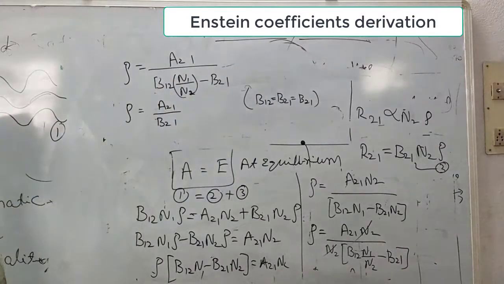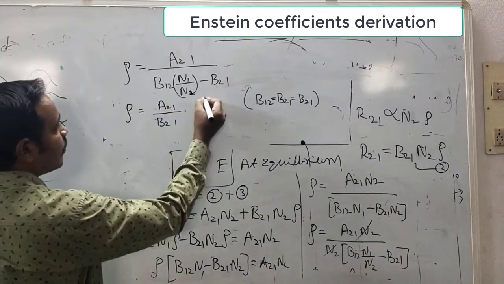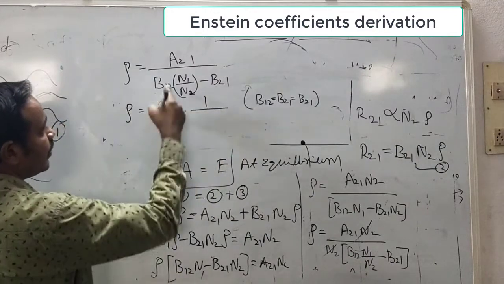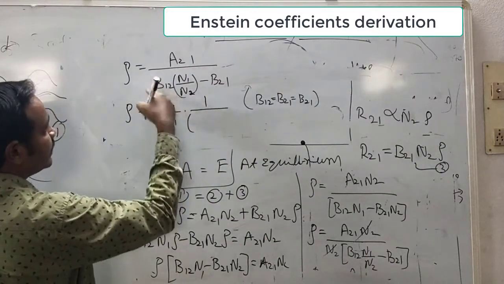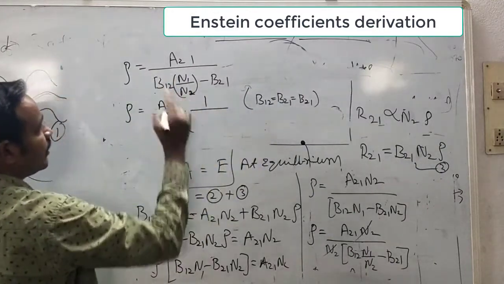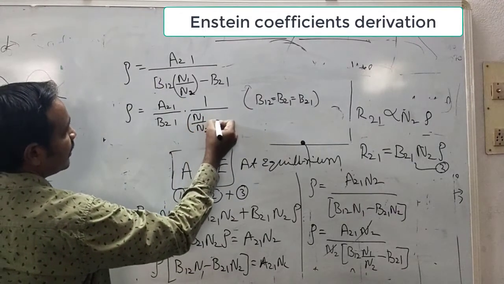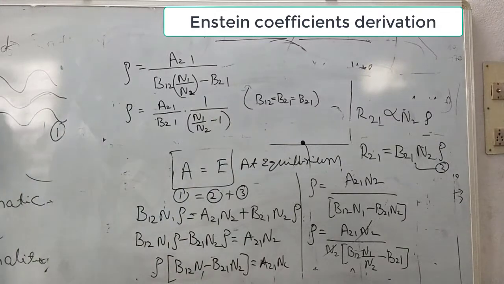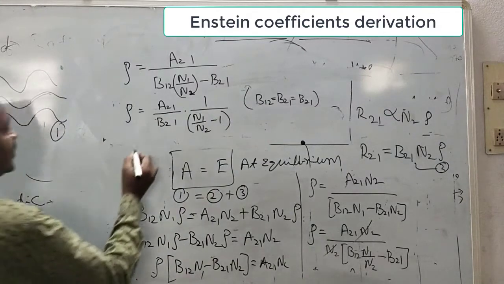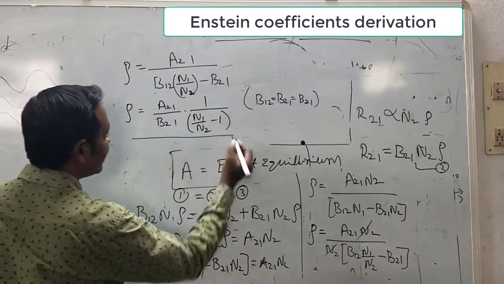Now B21 I will take out common. Now what are you getting here? 1 by, so remaining you have, this is also converted like B21. Now remaining you have N1 by N2 minus 1 you will get here. Okay, this is the end of the equation mathematically.